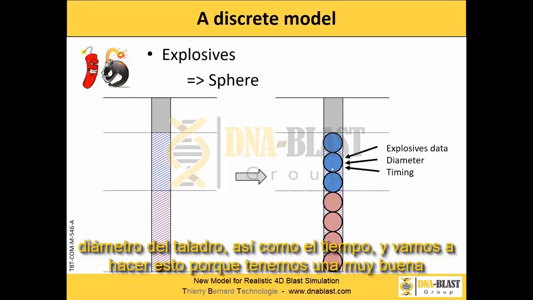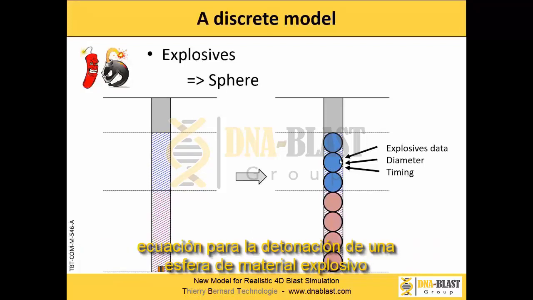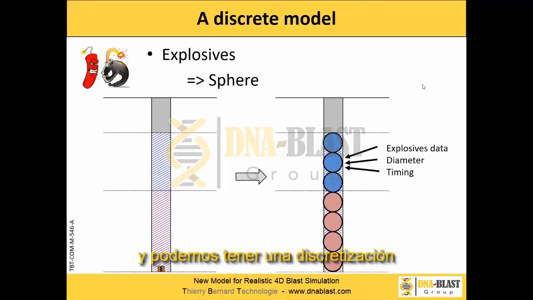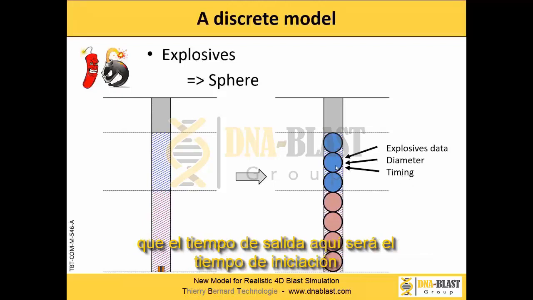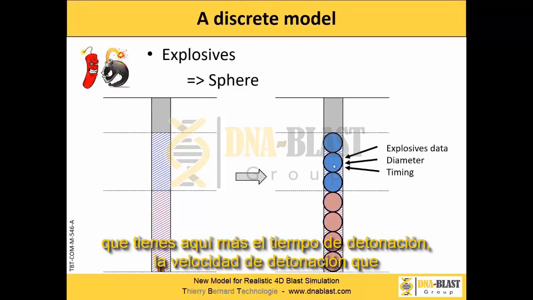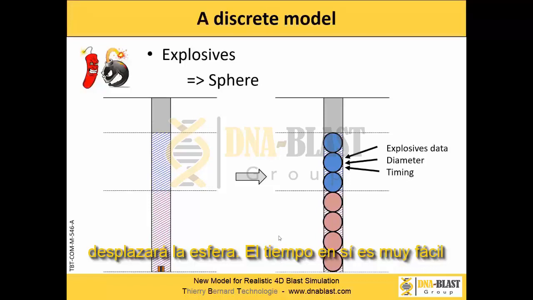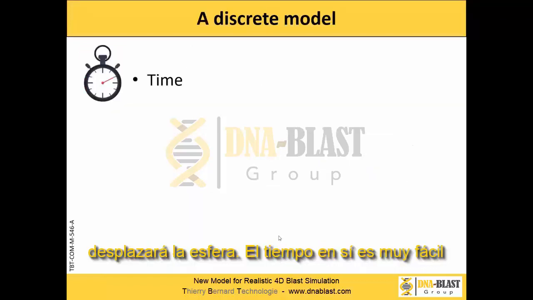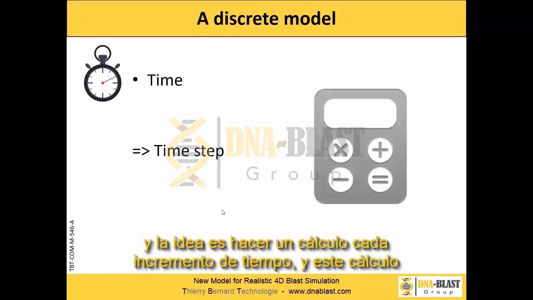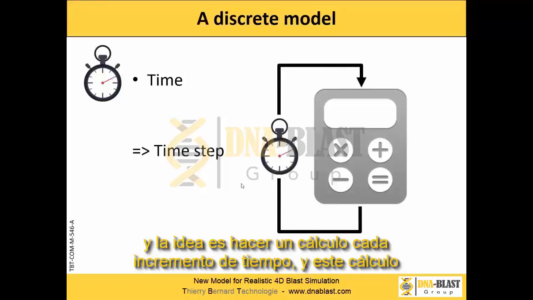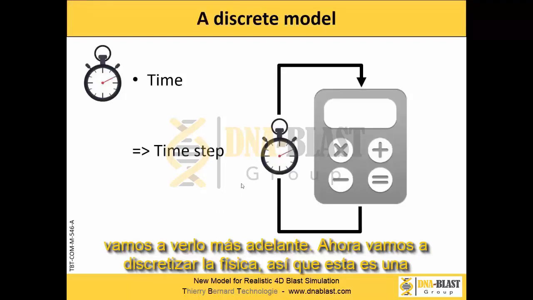And we're going to do that because we've got very good equations for the explosion of a sphere of explosive material, and we can have a discretization in the vertical axis, but also versus time. Keep in mind that the time here will be the initiation time that you've got here, plus the detonation time, the velocity of detonation progressing through the spheres. The time itself is very easy to discretize with a time increment, a time step. And the idea is to do some calculation every time step. And this calculation we're going to see in the next slide.